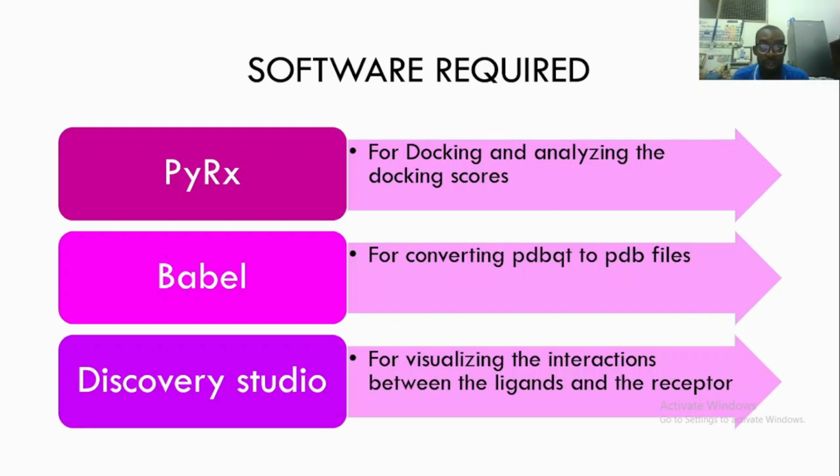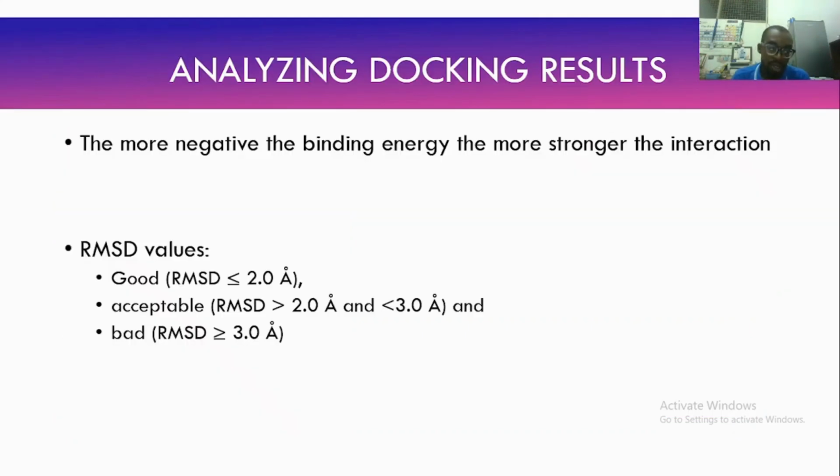And finally, we'll be using Discovery Studio to visualize the interactions responsible for the docking scores or binding affinity that we got. Now, the interactions are interactions between the ligand and the target protein, which is the receptor you're working with. Now, in analyzing your results, it's important you take note of the binding energy. For some algorithms, they would have different scoring functions or different forms of this binding energy, but for Autodock Vina, we use the word binding energy.